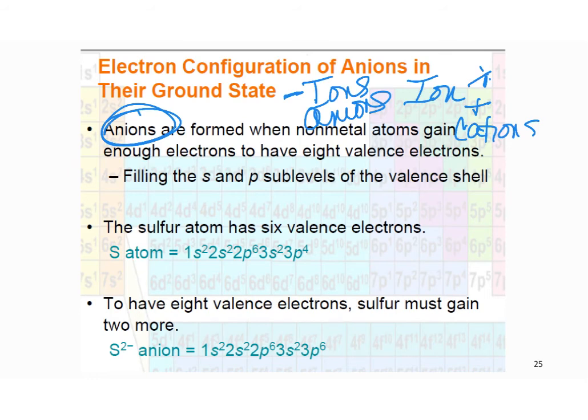So sulfur as a neutral atom has this electron configuration. My pen's not working anymore. I bet the batteries went. Maybe I'll use my finger.